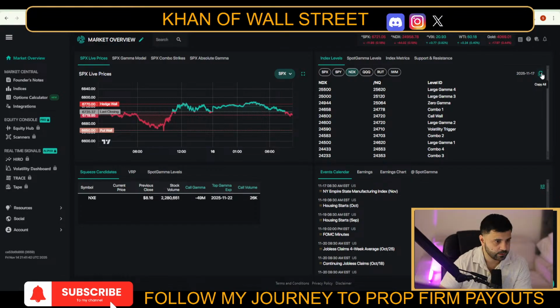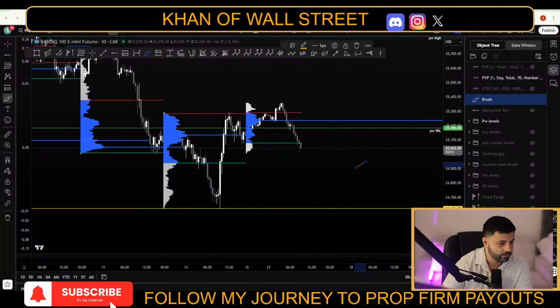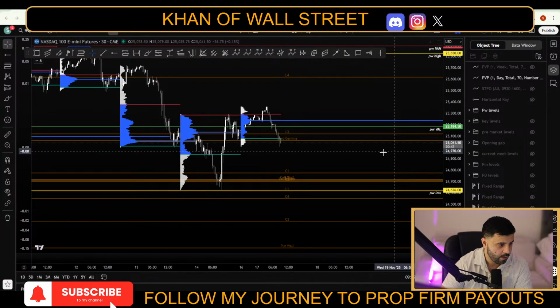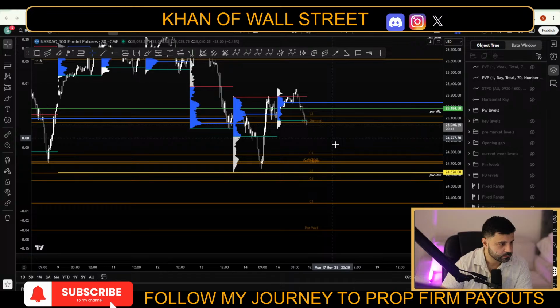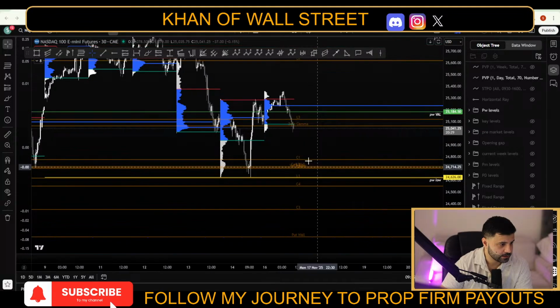So let's go on the Nasdaq. We copy these gamma exposure levels into Nasdaq. So copy and paste them. All right, I'll pull them up and let's see where they are. Okay, so all the gamma exposure levels are actually way down here, just before the previous week low. So that is an area of interest. That's heavy concentration of gamma exposure.